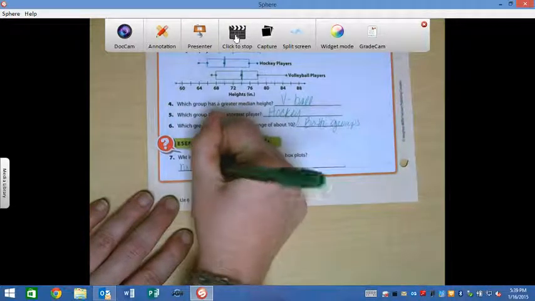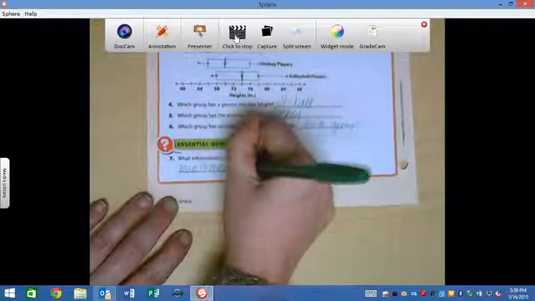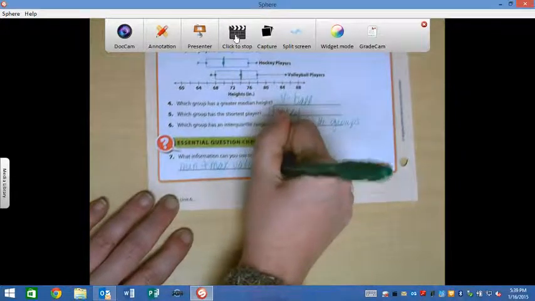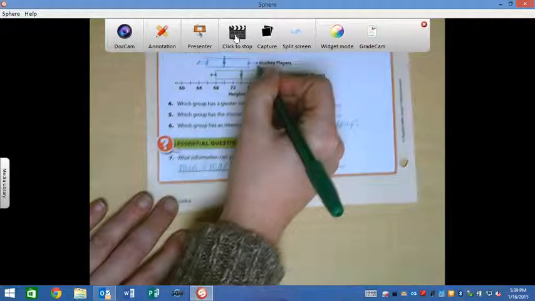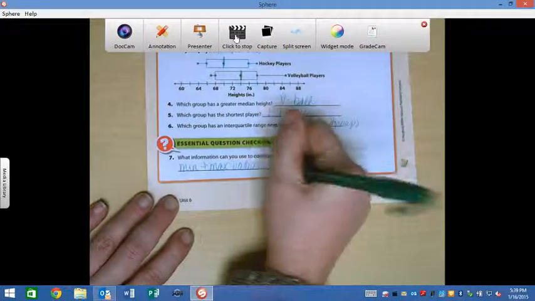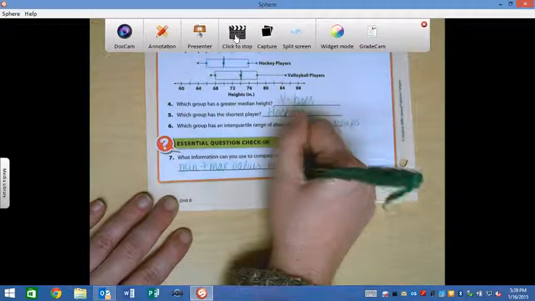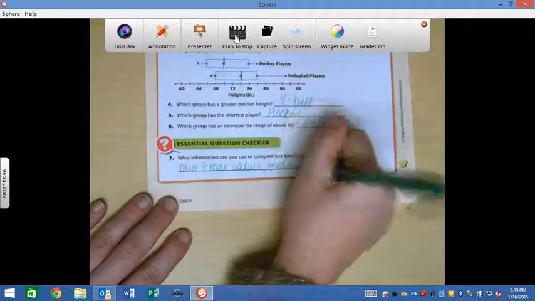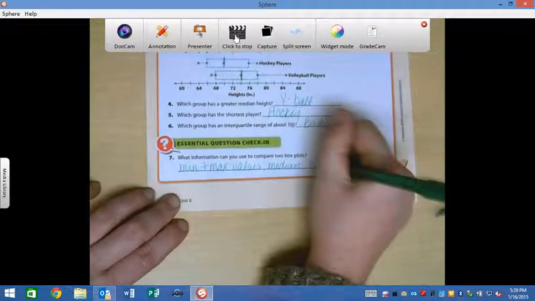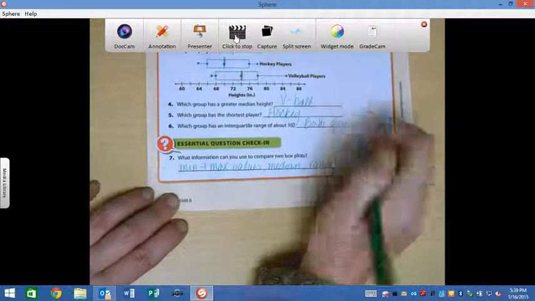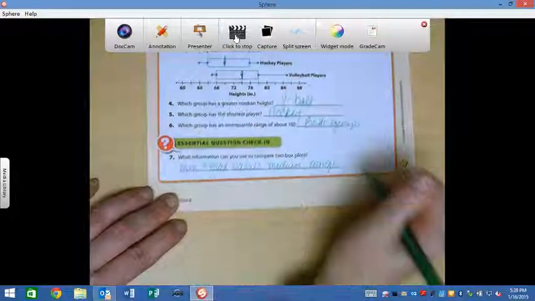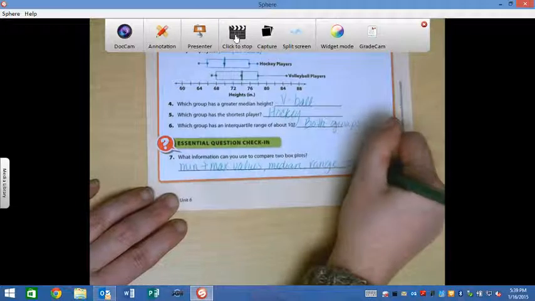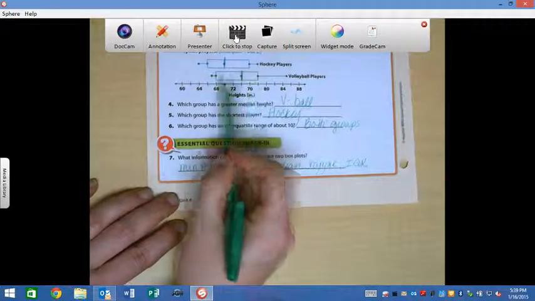Minimum and maximum values. That's these two dots on the very end. You can use your median. You could use your range. That's from dot to dot. And you can use your IQR, your interquartile range. That's the range of your boxes.